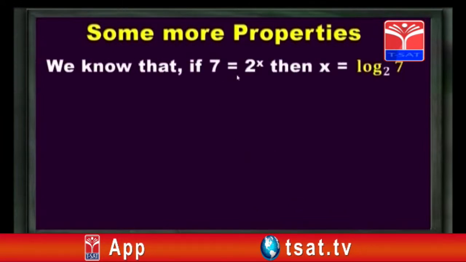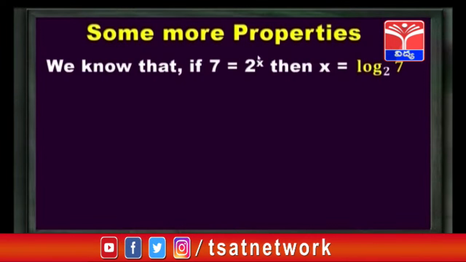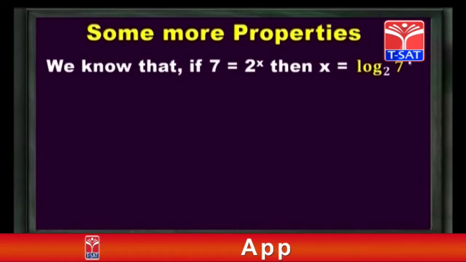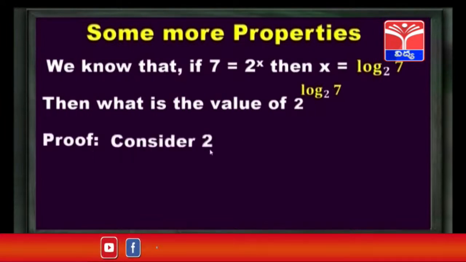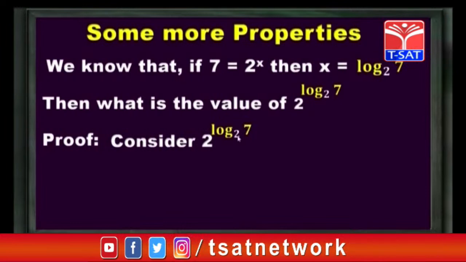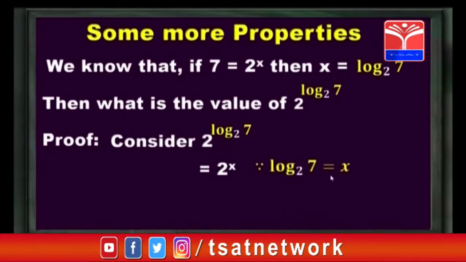We know that if 7 is equal to 2 power x, then x is equal to log 7 to the base 2. We can use by exponential form 7 is equal to 2 power x. While converting, we can write x is equal to log 7 to the base 2. Then what is the value of 2 power log 7 to the base 2? Proof, consider 2 power log 7 to the base 2. So here log 7 to the base 2 value is x. From here we can say x is equal to log 7 to the base 2. Here we can substitute in the place of log 7 to the base 2, I can write x. So which is equal to 2 power x, since log 7 to the base 2 is equal to x.